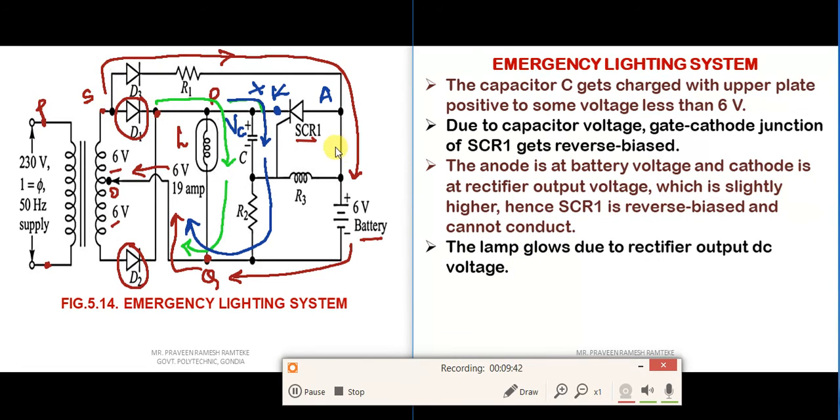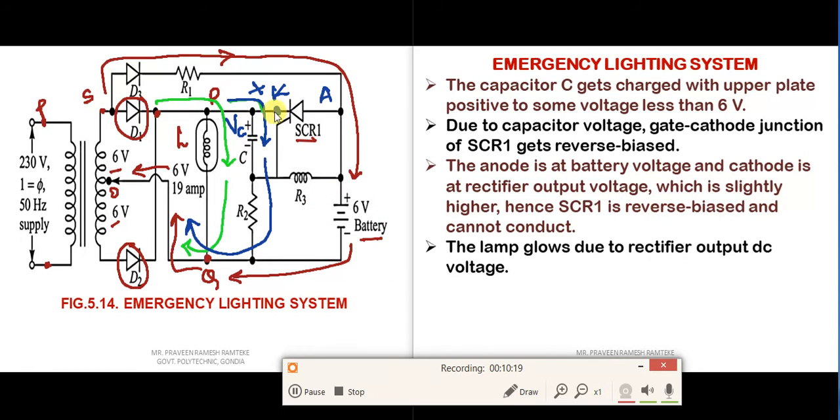And if it is not conducting, how will this circuit work? This circuit will work means the lamp will glow only because of this DC voltage appearing across the points P and Q. Now what will happen when mains will be off? When the mains are off, there will be no DC voltage from these rectifiers. Now this battery comes into the picture.